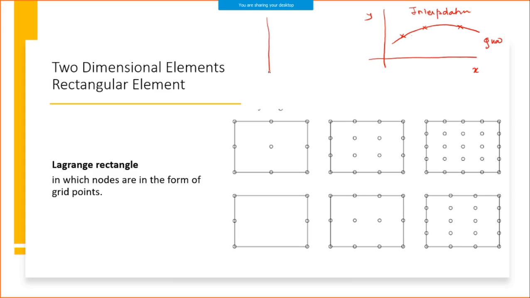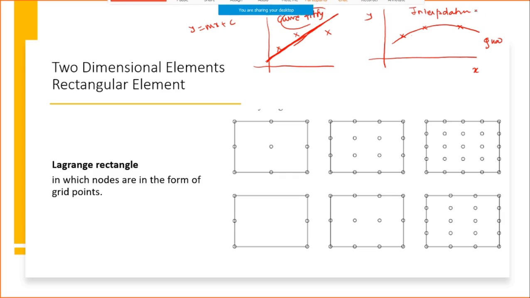But in the case of curve fitting, we first decide what kind of curve we want to fit, maybe a straight line, maybe a quadratic or something. I'm not going to join these points, but I'm going to create an approximate line. That is called curve fitting. In FEM, we are going to use interpolation, not curve fitting.